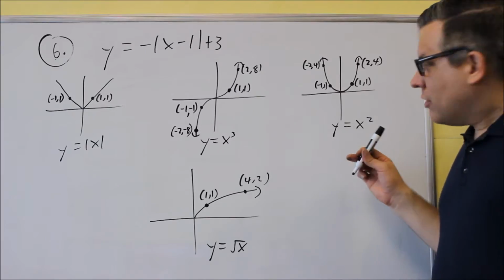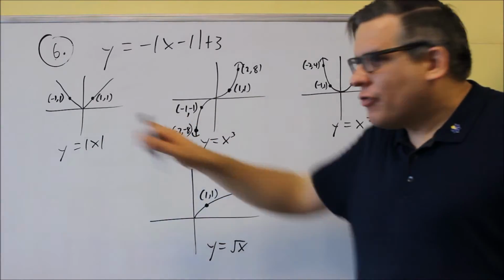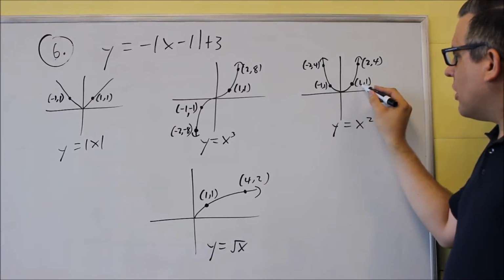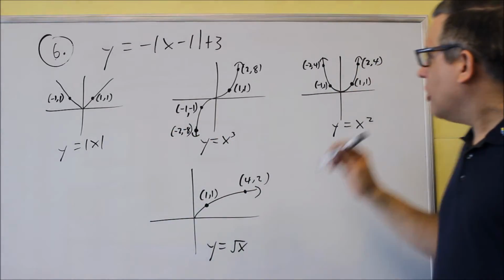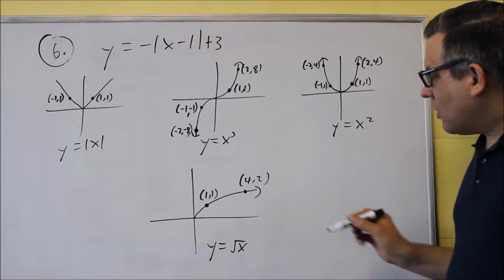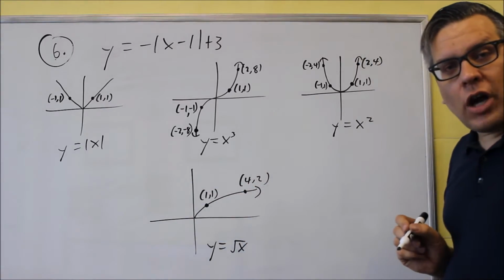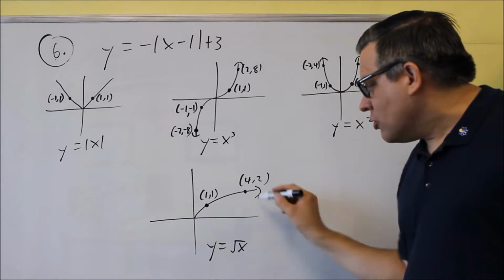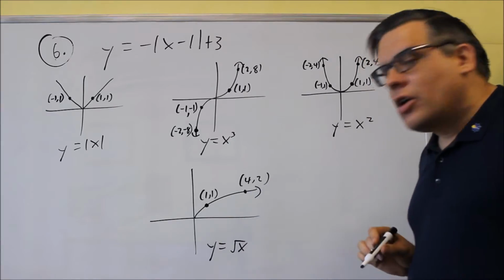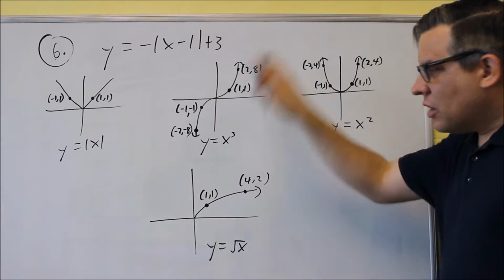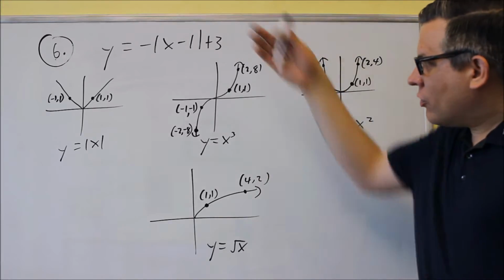For x squared, it's similar to the V shape, except it's shaped as a U. So we have the same 2 points here that it goes through with absolute value, but we also have these other ones, 2, 4, and negative 2, 4. The last one is the square root graph. So square root starts at 0, 0 and goes up and to the right. And here's 2 points that it goes through, 1, 1, and 4, 2. So you want to make sure you understand the base graphs in order to do this one.